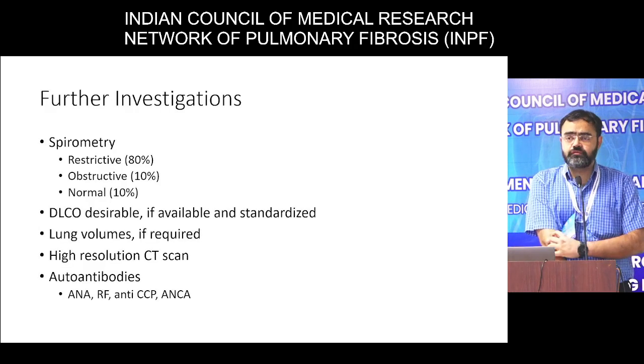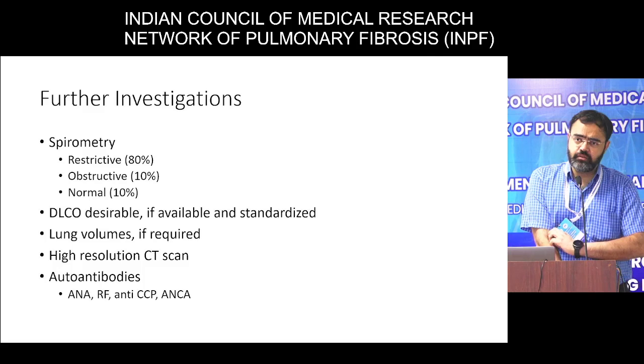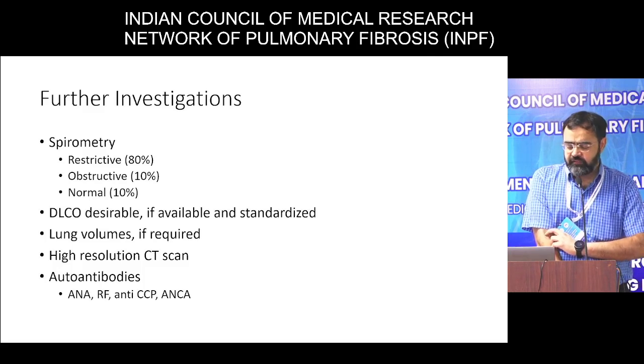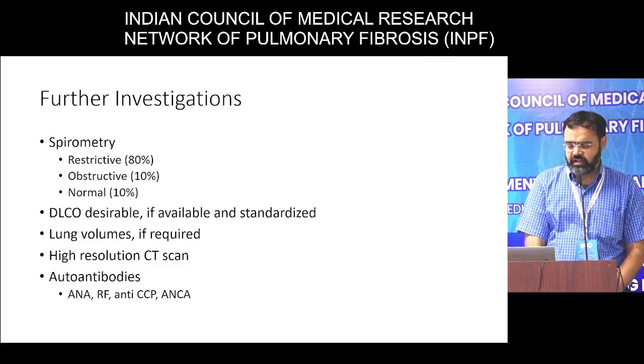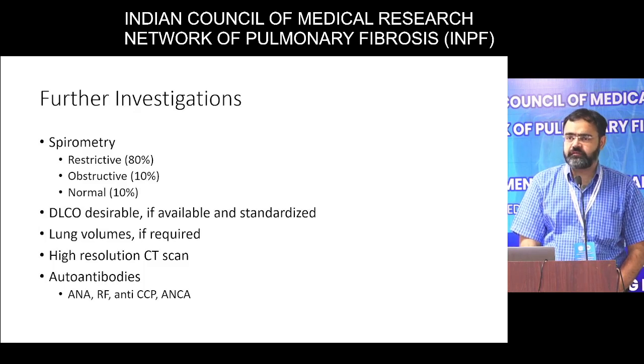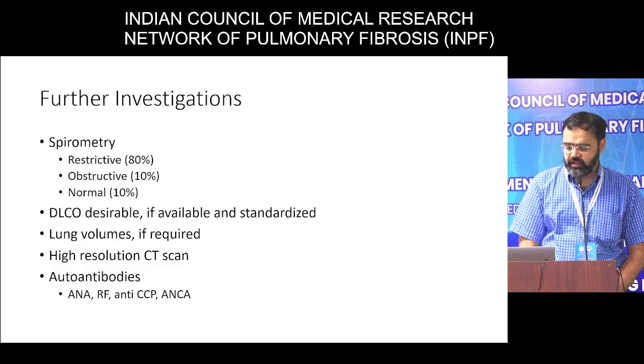Further investigations will include spirometry to really know what kind of ventilatory defect it is. So we looked at our data and we saw that in HP, mostly the defect is restrictive, and we mostly get patients during the later stages because it's a referral center. So mostly they already have some amount of lung restriction. 10% of patients may have an obstructive defect, while 10% may still have a normal spirometry.